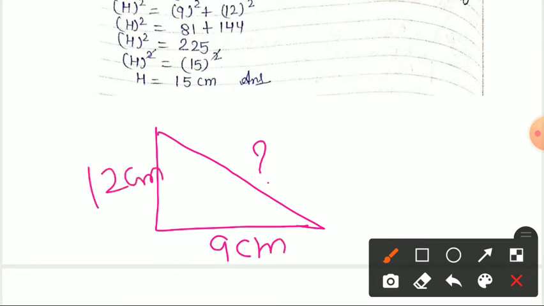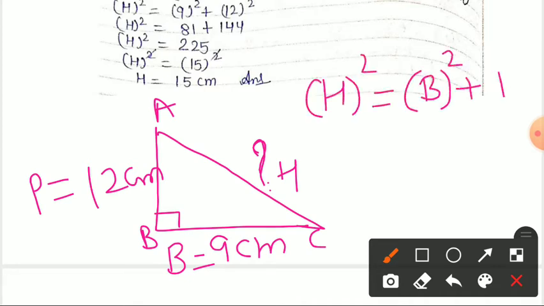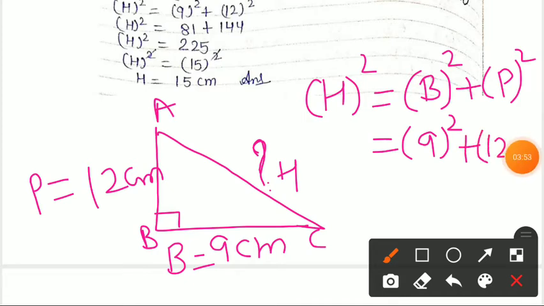It's up to you, children, which side you take as 9 and which one you take as 12. Here I have taken base as 9 and perpendicular as 12. If you want to take base as 12 and perpendicular as 9, it doesn't matter. No effect on the answer. Now if I want to find the hypotenuse, I need to use the Pythagoras theorem because it's a right angle triangle. So I can write, using Pythagoras theorem, hypotenuse square equals base square plus perpendicular square. Base square means 9 square because base is 9, and perpendicular is 12, so 12 square.